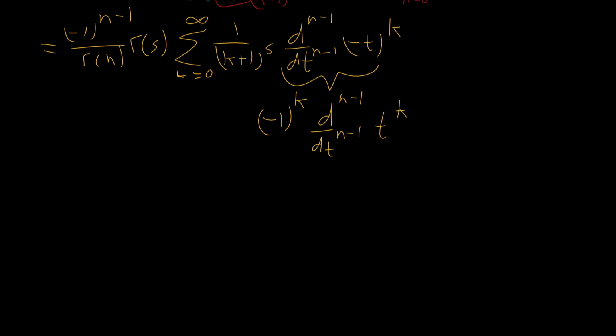And now this term right here can be expressed then as k, and then the falling factorial with n minus 1.